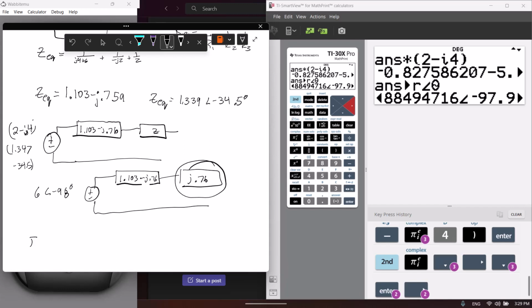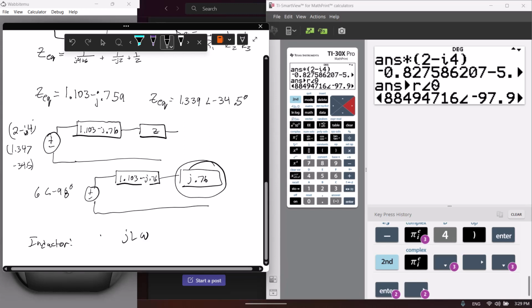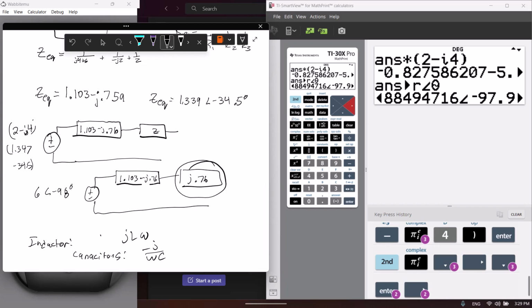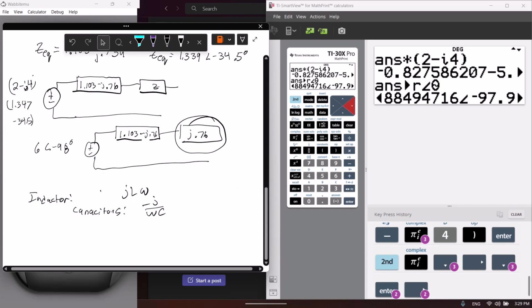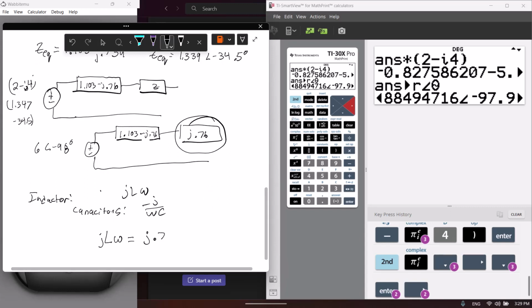Remember, inductors are J L omega, and capacitors are minus J over omega C. So which one is positive? Quote positive, it's an imaginary number, so positive and negative doesn't mean anything, but it'll be an inductor. Okay, so we want an inductor, and we want J L omega to equal J.76.